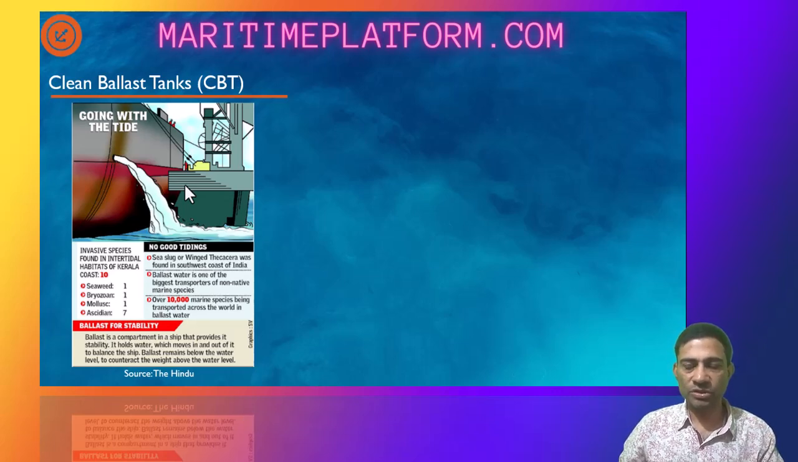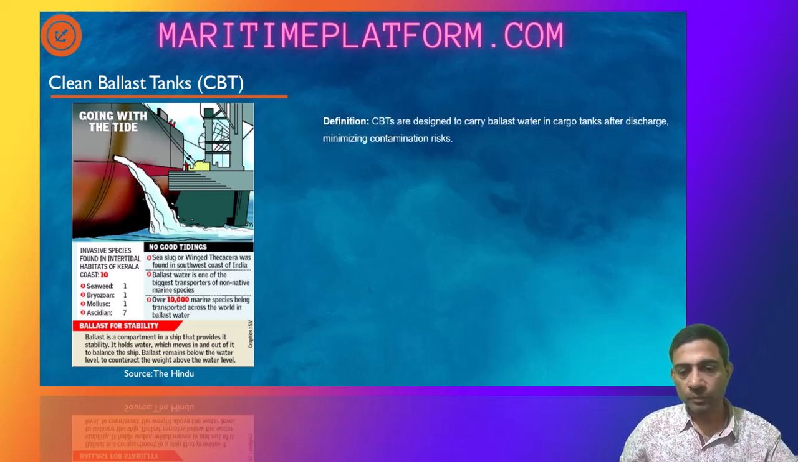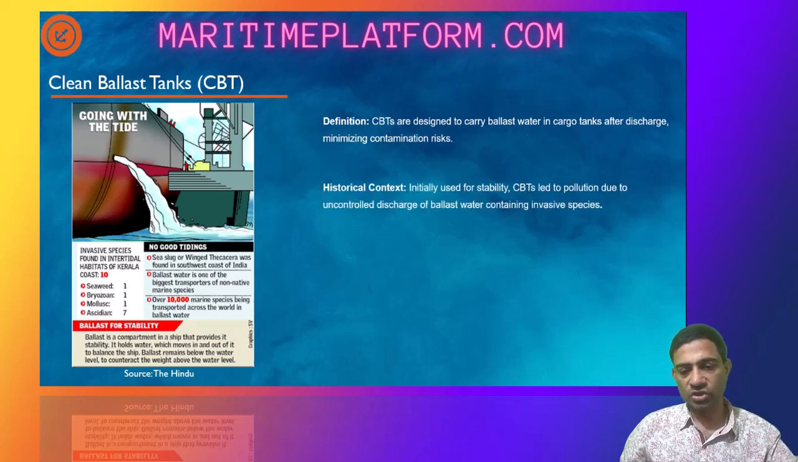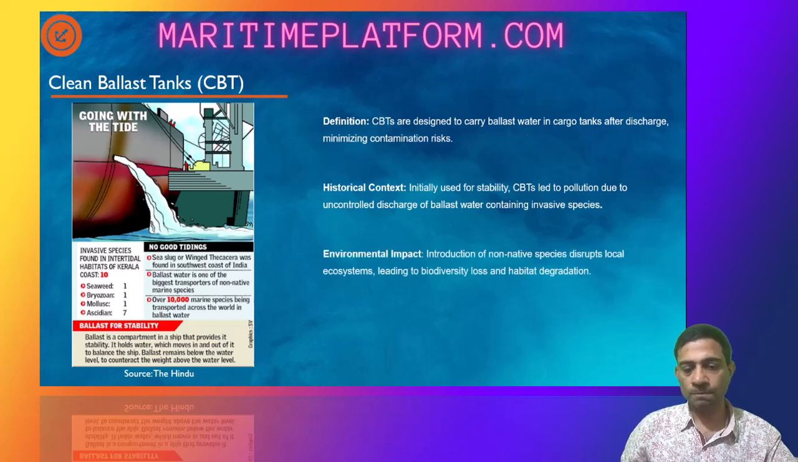While coming to the Persian Gulf, again we used to discharge the ballast from the clean ballast tank and then load the cargo. So the ballast we discharged had oil and microorganisms. CBTs are designed to carry ballast in cargo tanks after discharge, minimizing contamination risk. Initially used for stability, CBTs led to pollution due to uncontrolled discharge of ballast water containing invasive species, including the oil which was there in the previous cargo.